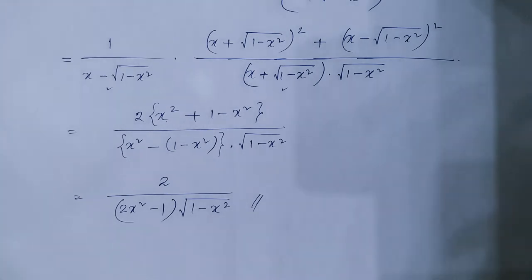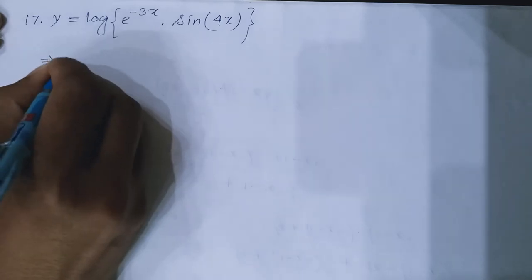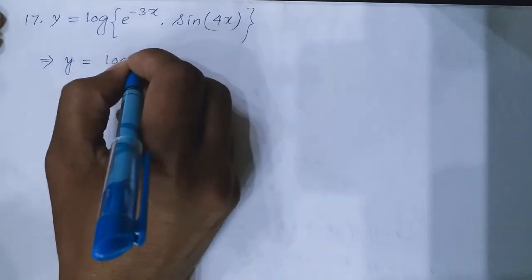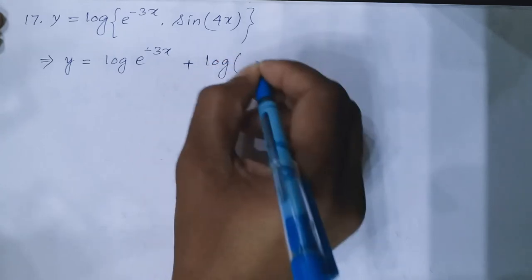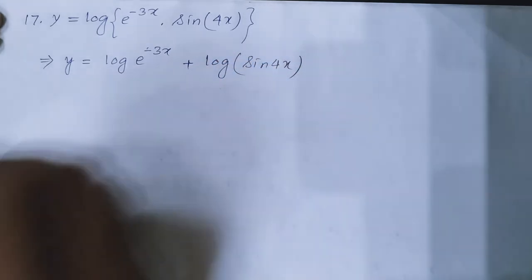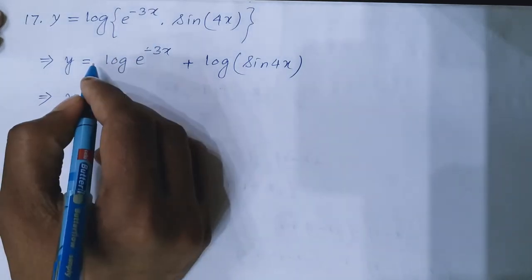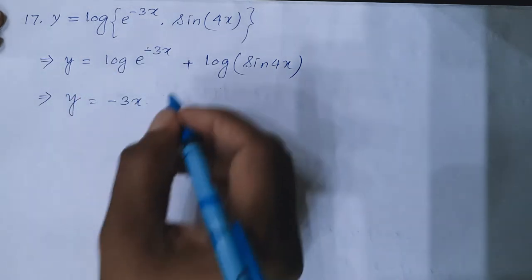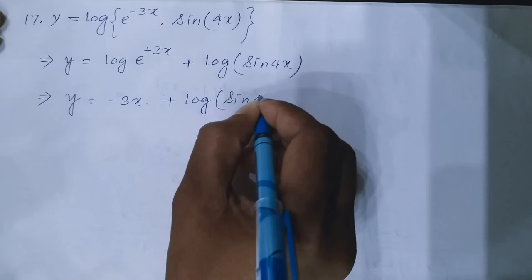Okay, then we go to the new question. So this is our question. Before differentiating this, first you simplify it. So log of, this is a into b, so we can write it is log of e to the power minus thrice x, and it will be plus log of sine 4x. Then the calculated term is y is equal to, this minus thrice x will come in front, minus thrice x into actually log of e, and log of e is equal to 1, need not write here, then plus the function is log of sine 4x.